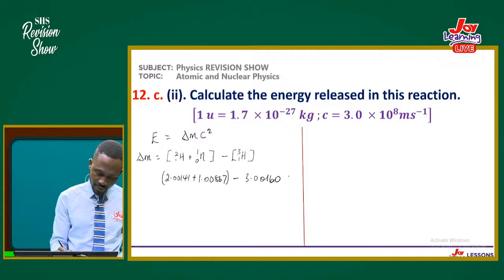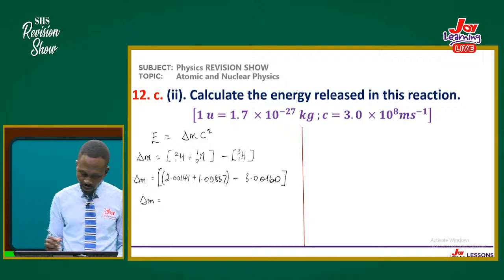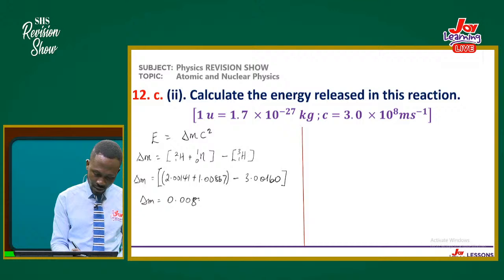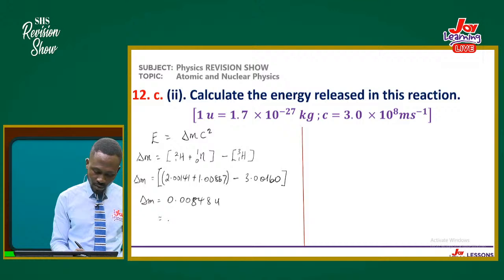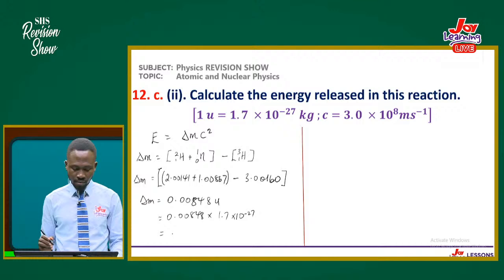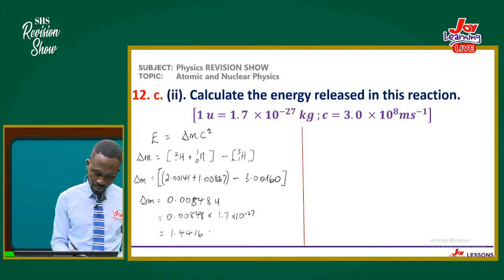So when you go about it, you get 0.00848 U, which is the unit. In the question we're given 1 U to be 1.7 times 10 raised to the power negative 27 kilograms. So we'll multiply that: 0.00848 times 1.7 times 10 raised to the power negative 27 kilograms. So the final answer will be 1.4416 times 10 raised to the power negative 29 kilograms.